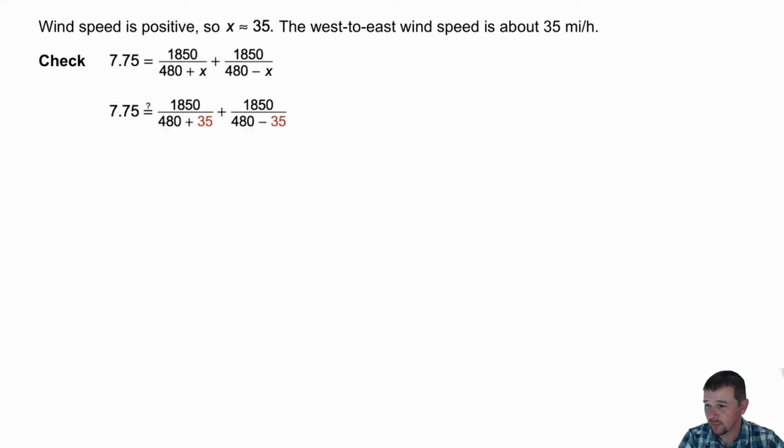And we can check our solution. When substituting 35 for x, does our equation check out? Well, 7.75, does that equal 1,850 over 480 plus 35 plus 1,850 over 480 minus 35? Well, 7.75 is approximately equal to 3.6 plus 4.2, so our solution does check out.